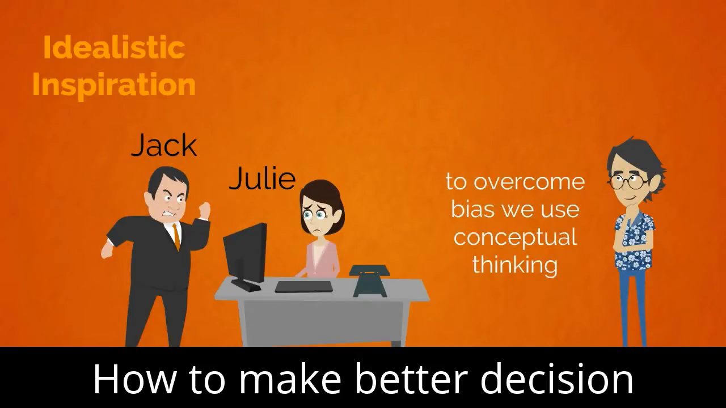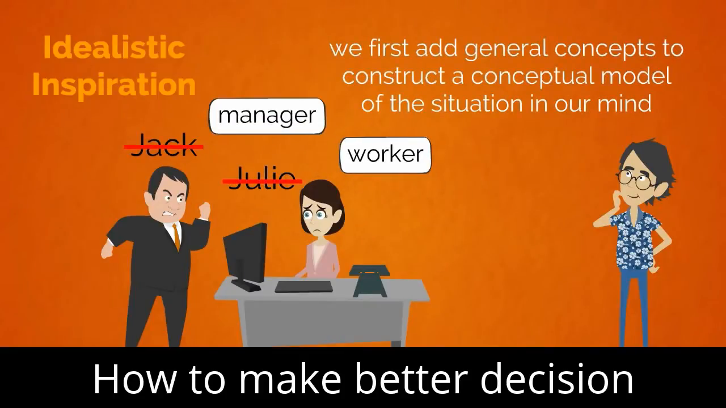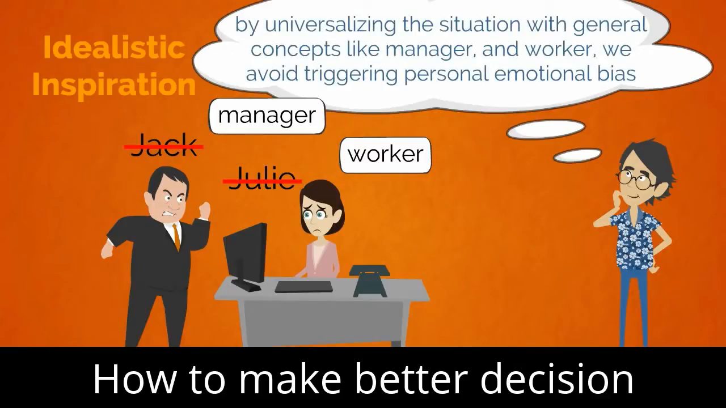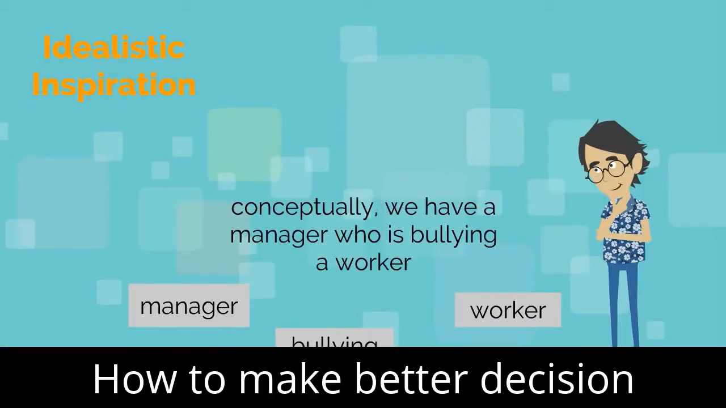To overcome bias we use conceptual thinking, to select the right ethical ideal that will guide our action. We first add general concepts to construct a conceptual model of the situation in our mind. By universalizing the situation with general concepts like manager and worker, we avoid triggering personal emotional bias. We add that the manager's behavior should be termed bullying. Conceptually, we have a manager who is bullying a worker.